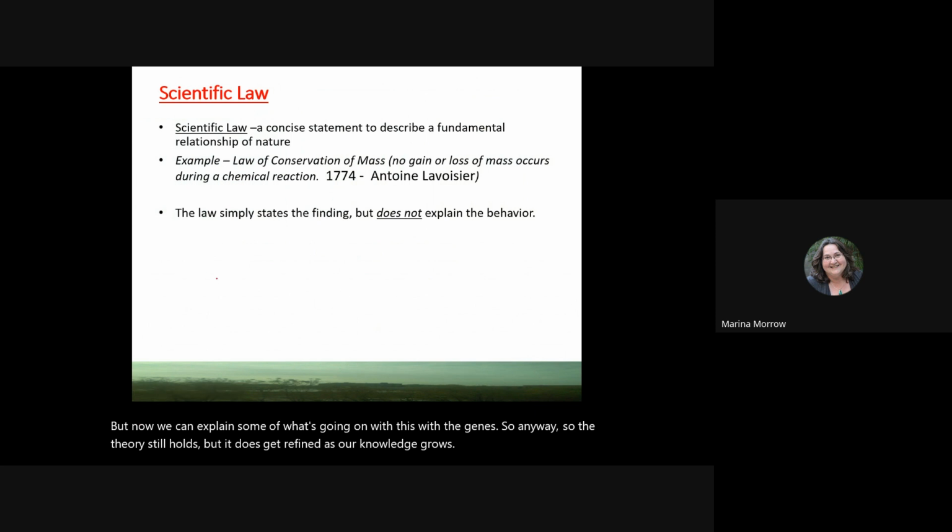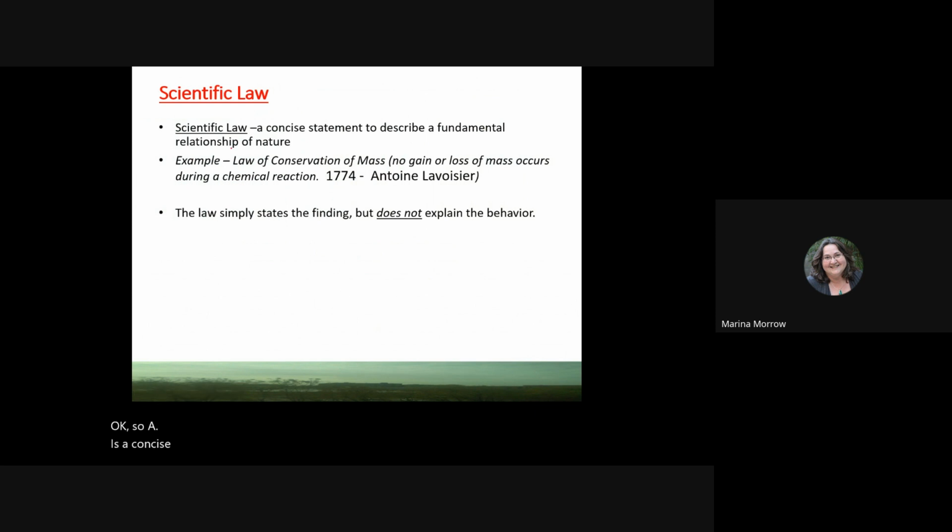Okay, so a law is a concise statement to describe a fundamental relationship of nature. So this is something that's observed in nature. The law does not explain it. It's just describing a relationship. So there are many, many laws. Newton is known for all the laws that he was able to observe in nature.